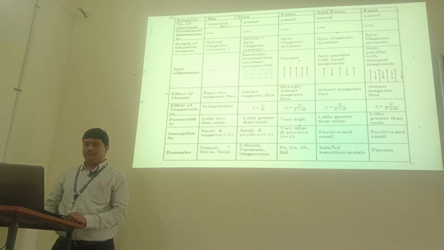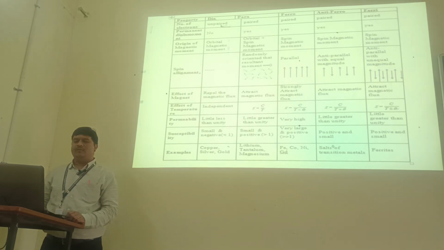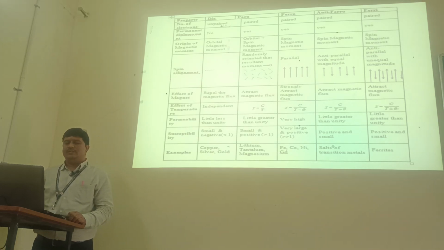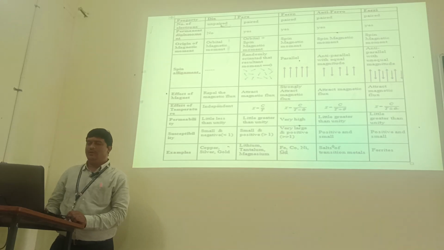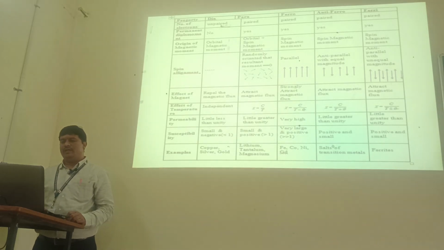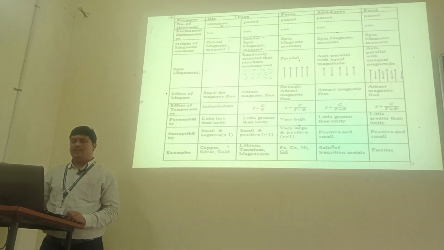Then permeability: less than 1 in the diamagnetic material, a little greater than unity in the paramagnetic material, very high in the ferromagnetic material, a little greater than unity in the antiferromagnetic material, and a little greater than unity in the ferrimagnetic material.